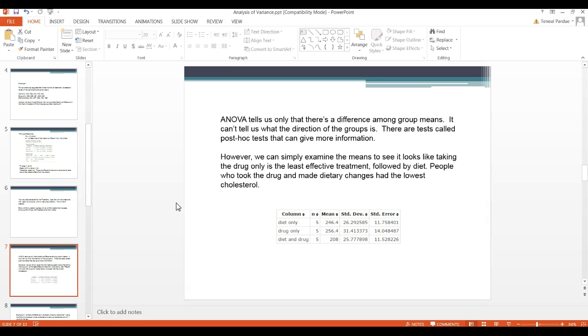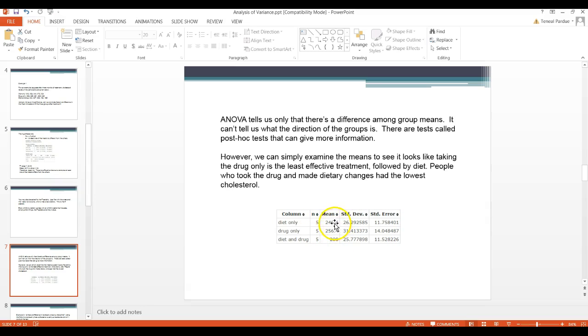ANOVA doesn't tell us, if there's a difference, what direction the difference is. It tells us that at least one of them is different, but it doesn't tell us which one, and it doesn't tell us which direction it goes. To determine that, there's a few things you could do. You could run some tests after the fact called post hoc tests. What we're going to do, just to keep it simple, is just look at what these means are.